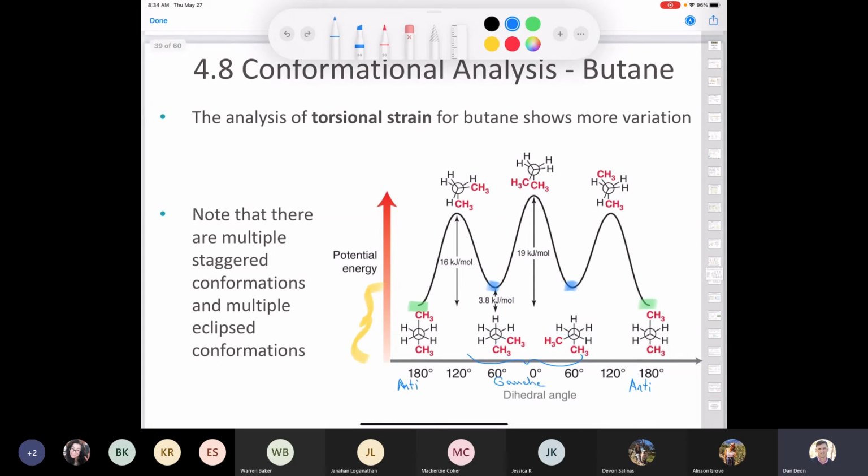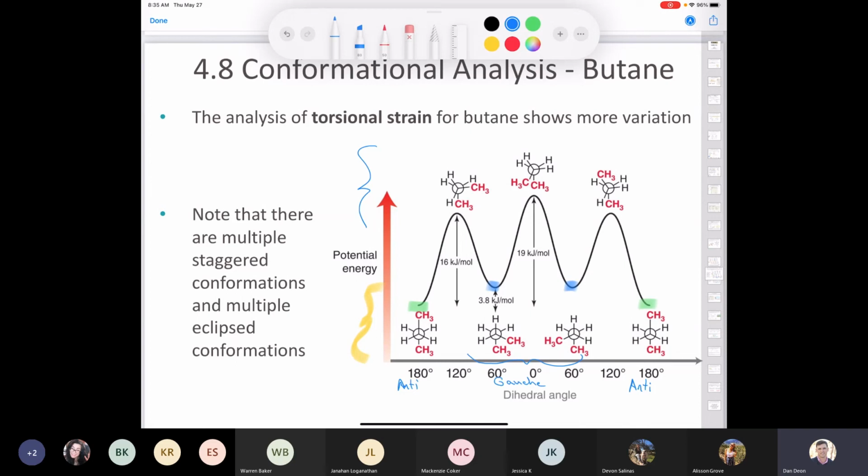and they're causing some strain. Now, we didn't talk about the eclipsed conformations, but the same rationale that we just used would apply for the eclipsed conformations, which are all up here. There's two types of eclipsed conformations for butane, unlike propane and ethane, which only had one type of eclipsed and staggered conformations.